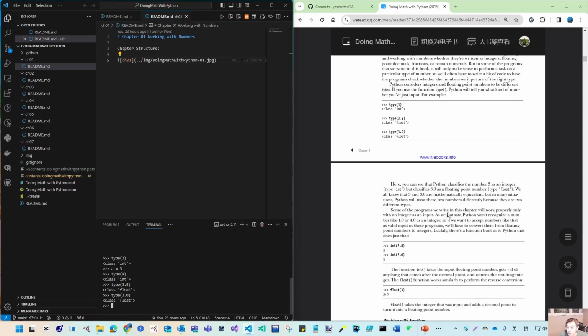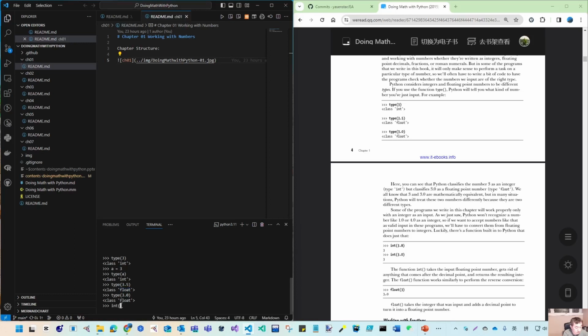Some of the programs we write in the chapter will work properly only with integers. As we just saw, Python won't recognize a number like 1.0 or 4.0 as an integer. So if you want to accept a number like that as valid input, you need to do a conversion. Conversion is where you put the type before your number.